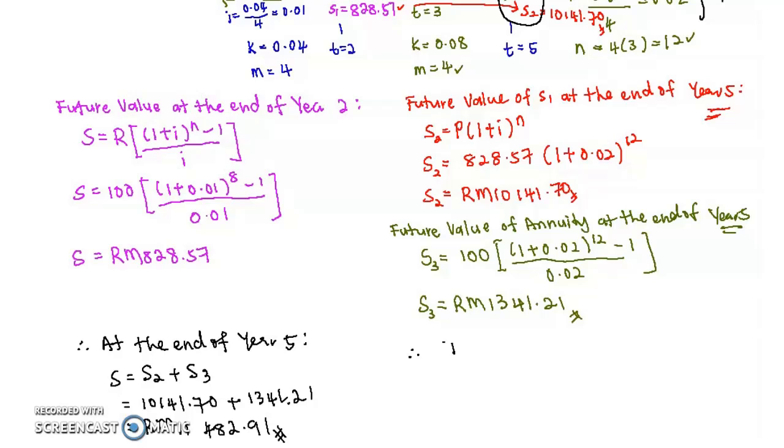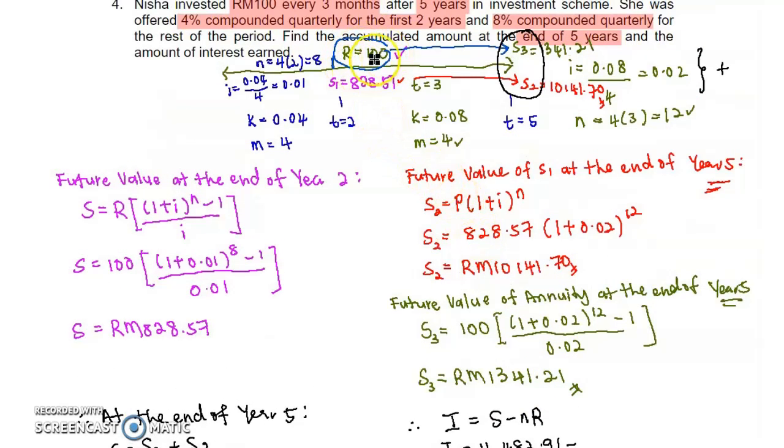So how about the interest? Since we are based on future value, I equal to S minus nR. As just now, 11,482 ringgit 91 cents minus nR. Be careful with the n. nR means how many times we pay the annuity. Based on this question, you pay an annuity of 100 ringgit along 5 years. So how many times do you pay 100 ringgit? The first 2 years, 4 times a year, is 8 times. Another 3 years, another 12 times. So 8 plus 12 equal to 20. So you pay 100 ringgit 20 times.